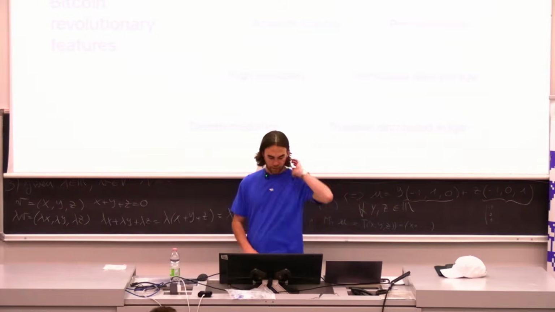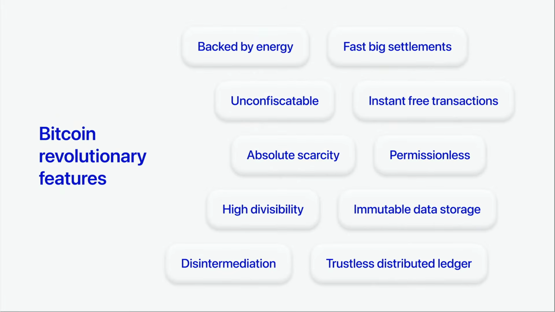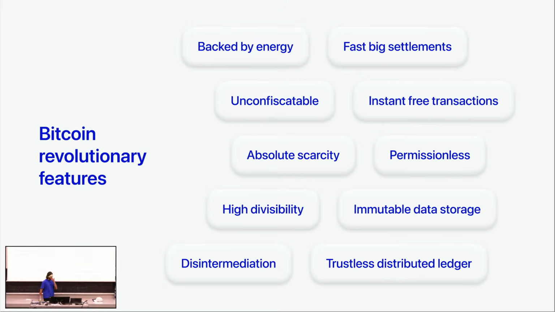From a technical standpoint, this is particularly needed if you plan to do a product or a service, especially services. These are the unique characteristics that Bitcoin has compared to fiat currency: backed by energy, unconfiscable, absolute scarcity, instant free transactions, and high divisibility.